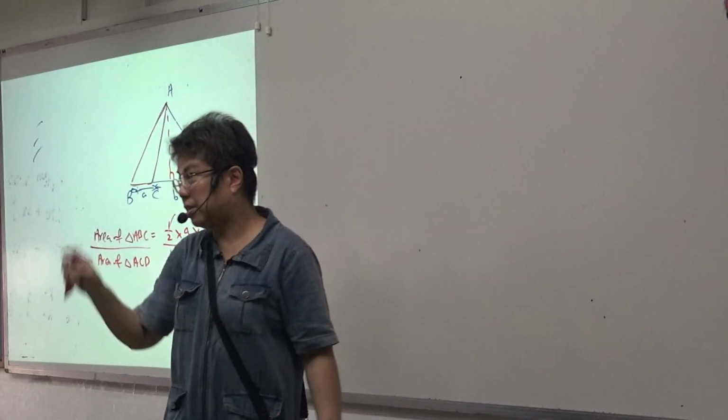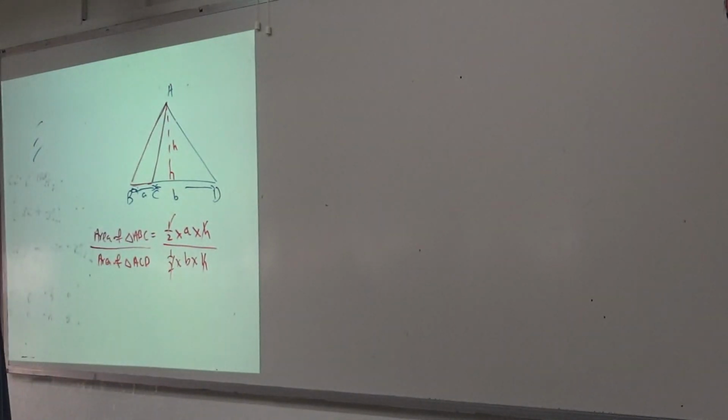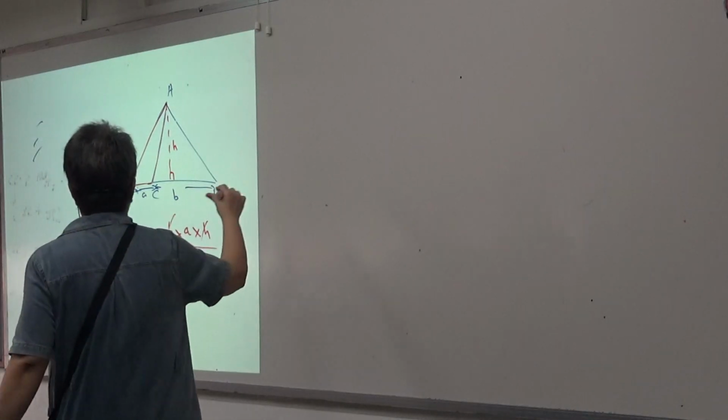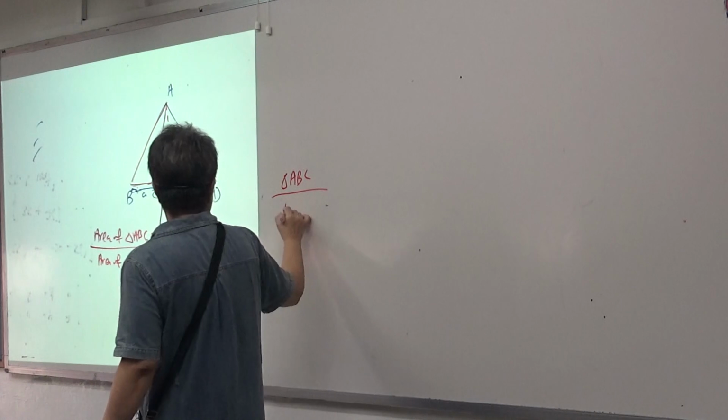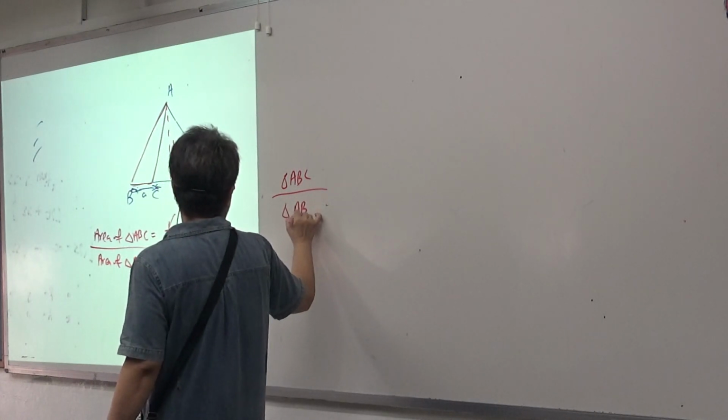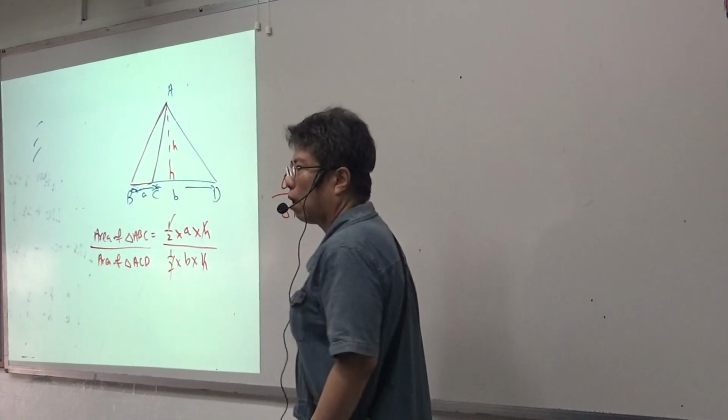Now, can you see the ratio is just what? The ratio of the base. So, if two triangles share the same height, the ratio of the area is just the ratio of the base. Okay, now, then I want to ask, what if I want area of triangle ABC over area of triangle ABB? Then will be what?